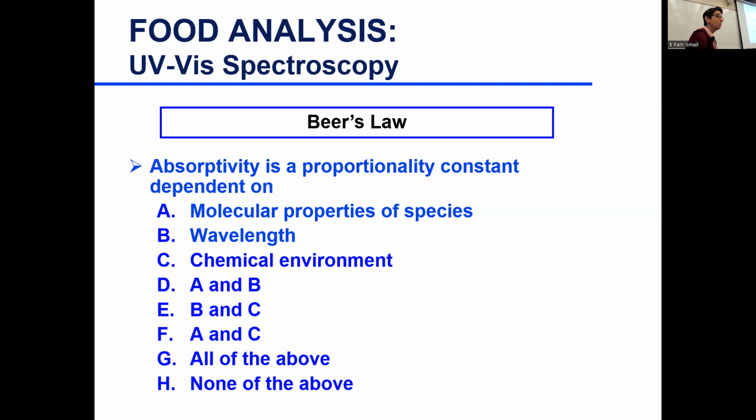And I'll also add B. Thank you. Yeah, different molecules absorb light at different wavelengths. Yes, and for the same molecule, you will have a different absorptivity at different wavelengths, because you have maximum absorbance and less than maximum absorbance at different wavelengths. So if I want to get the absorptivity, it's definitely based on the wavelength. So all of the above: molecular properties of the species, the chemical environment that might impact the molecular properties, and of course, the wavelength.